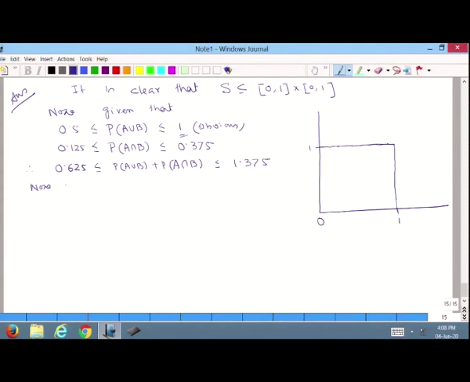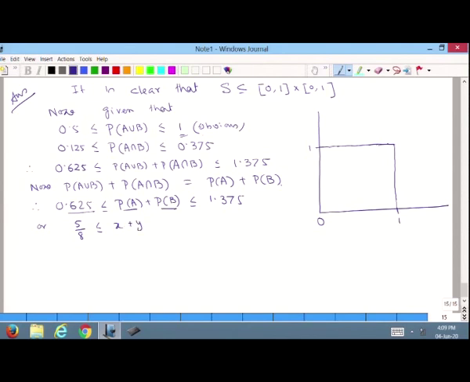Now, probability of A union B plus probability of A intersection B is equal to probability of A plus probability of B. Therefore, 0.625 less than or equal to probability of A plus probability of B less than or equal to 1.375, or this we can write as 5/8 less than or equal to x plus y, where x is P(A) and y is P(B), less than or equal to 11/8.